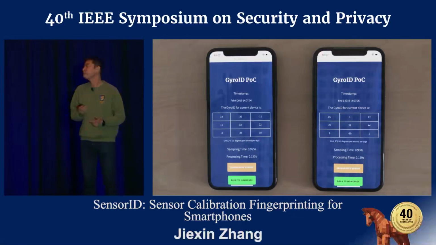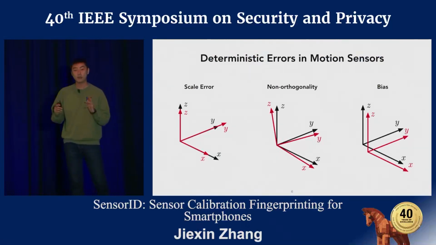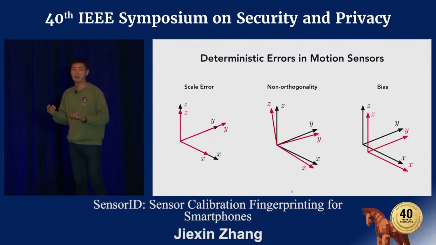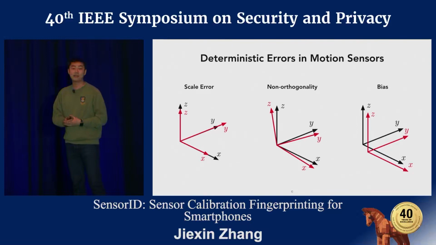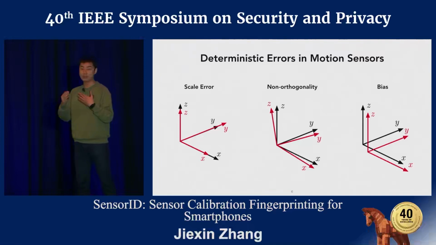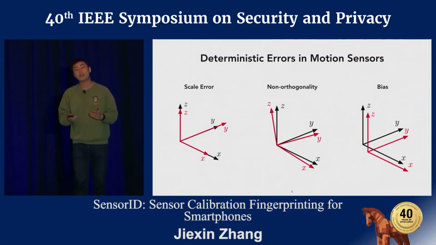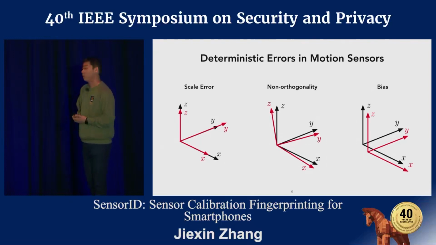So how does this attack work? Well, the motion sensors suffer from different types of deterministic errors, often called systematic errors, due to manufacturing imperfections, and this is inevitable. In general, these errors can be classified into 3 categories. The scale error, which means the sensor's axis scale is different from the design. The non-orthogonality, which means the axes of the sensors are not perpendicular to each other. And also the bias, which means the reference point of the sensor is different from the nominal value.